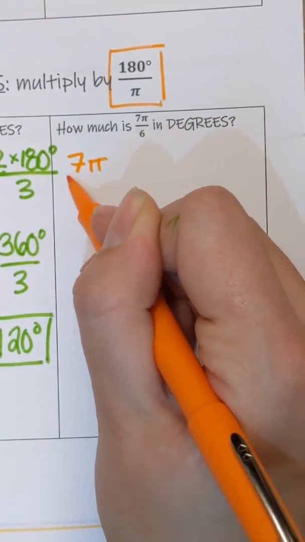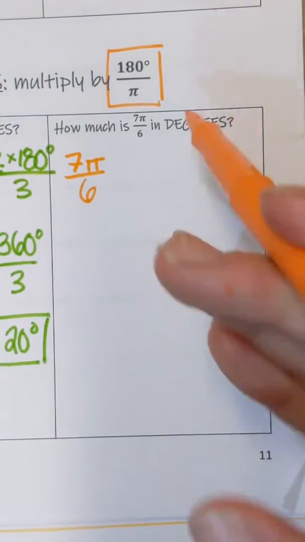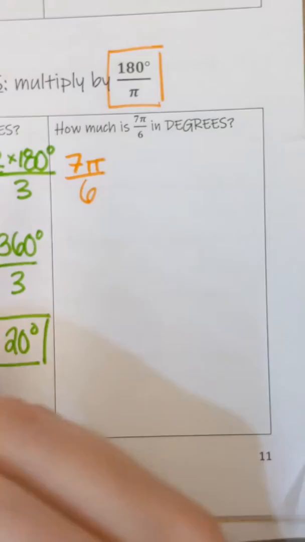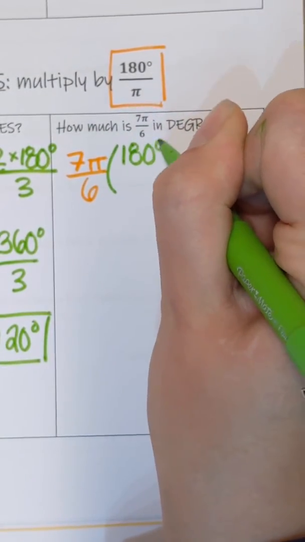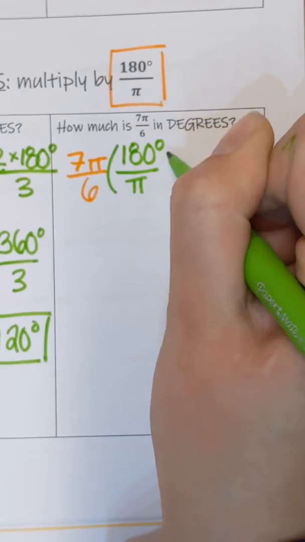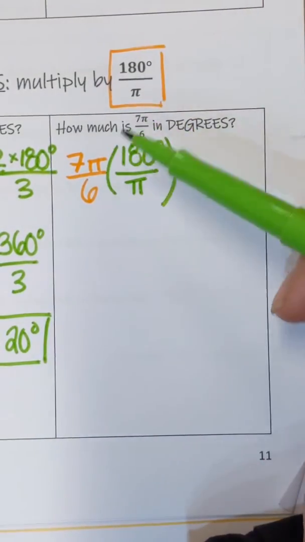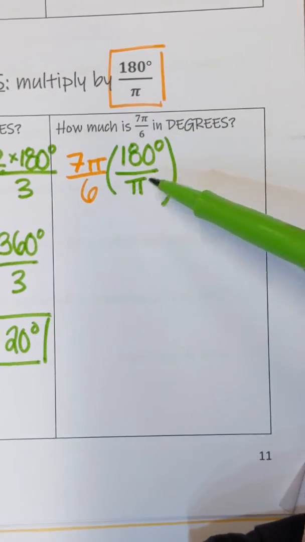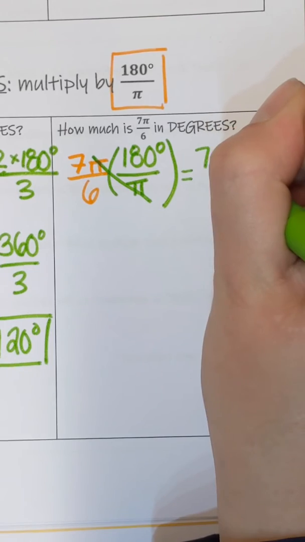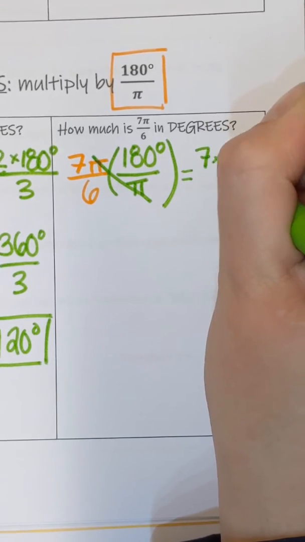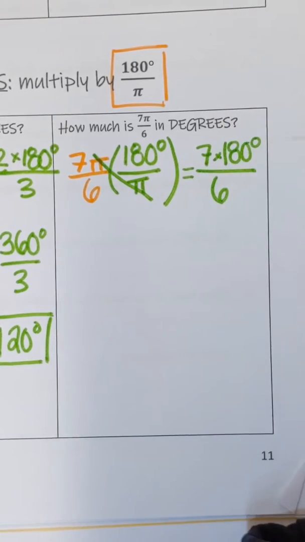So we have 7 pi over 6, and we're going to convert this radian measure to degree measure. We're going to multiply by our conversion tool, 180 degrees divided by pi. And again, if we set this up right, our pi should always cancel out because there will always be one on top and one on the bottom. This is going to give us 7 times 180 degrees divided by 6.